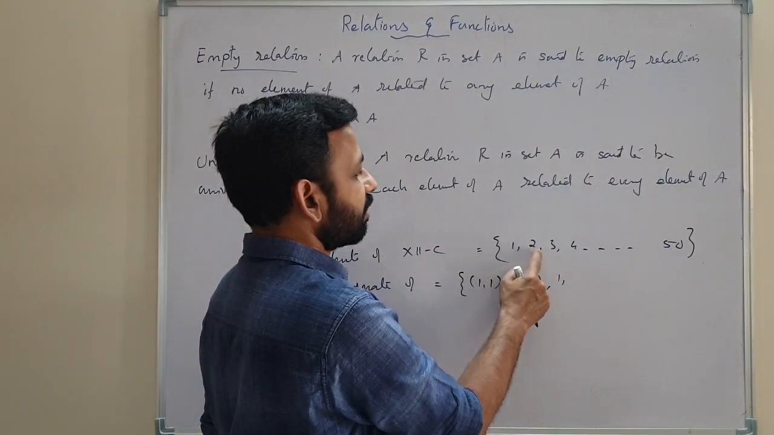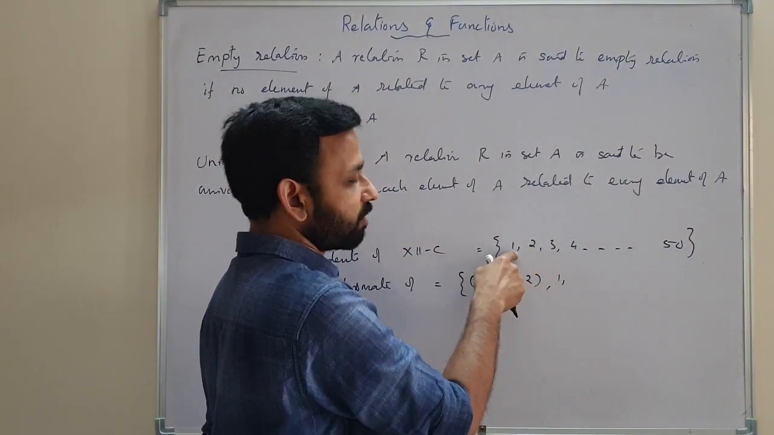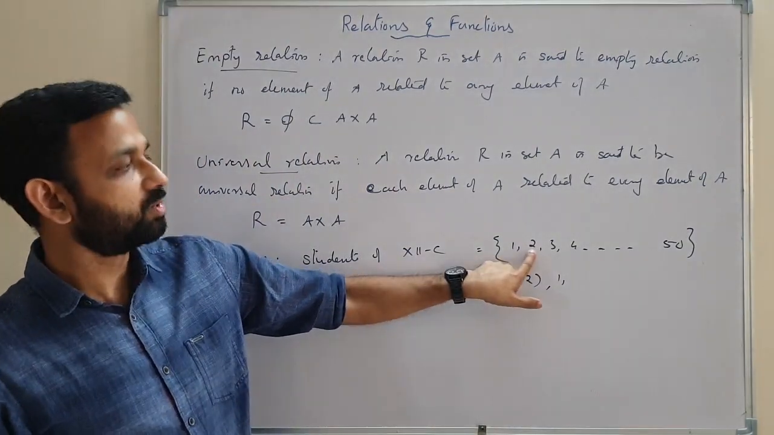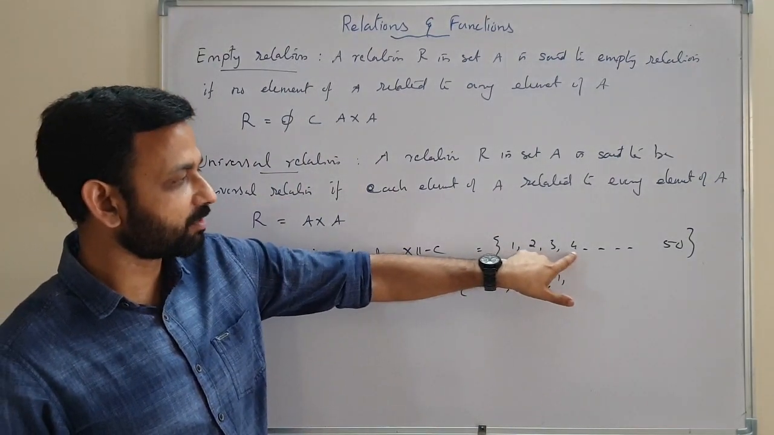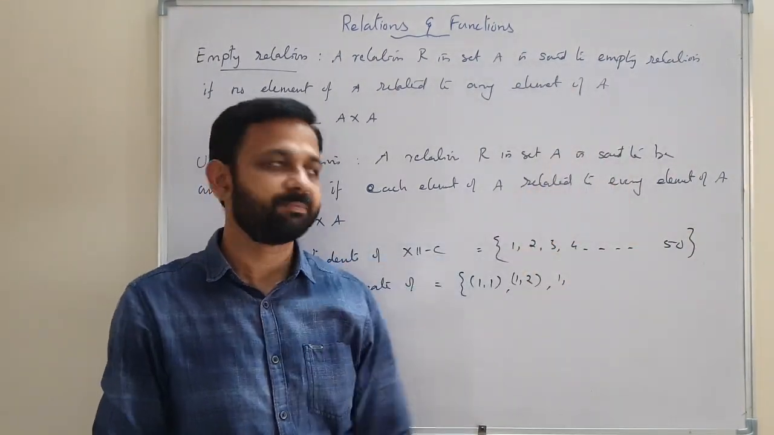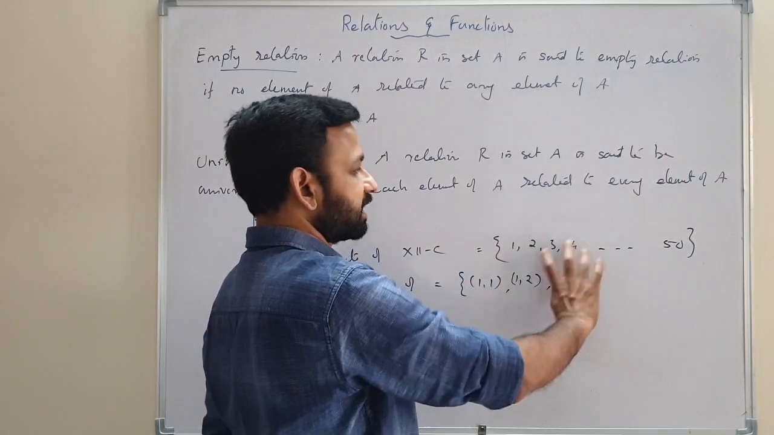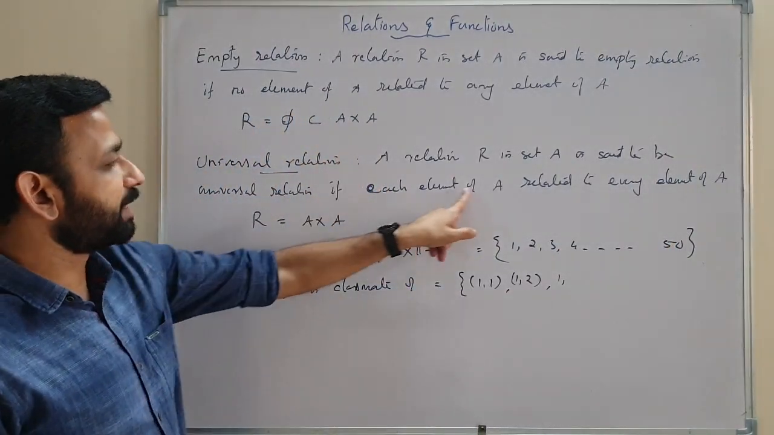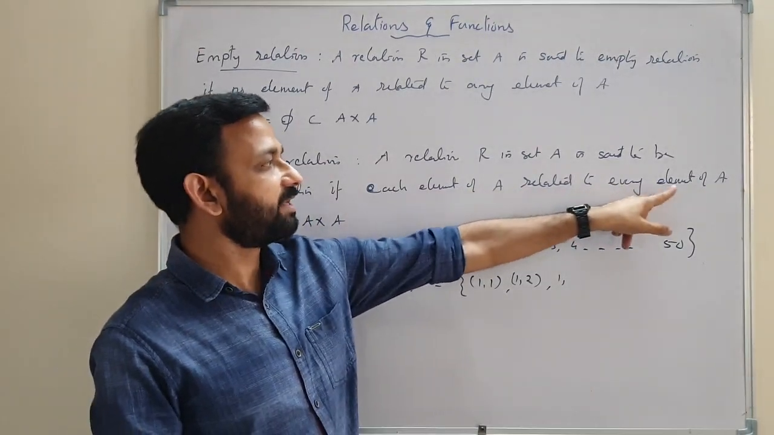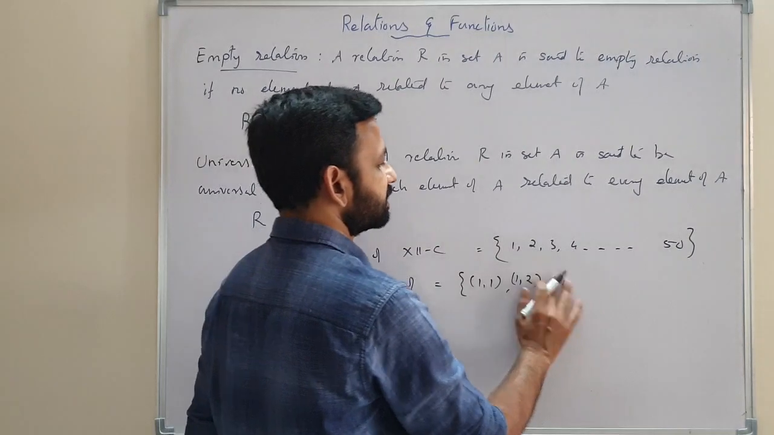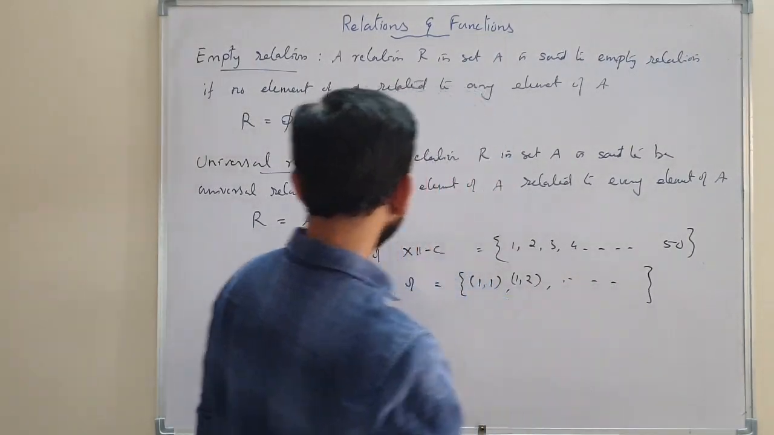And similarly, roll number 2 is classmate of roll number 1. Roll number 2 is classmate of roll number 2. Roll number 2 is classmate of roll number 3, etc. Roll number 2 is classmate of roll number 50. Similarly, roll number 50 is classmate of roll number 1, etc. So here each element of A is related to every element of A. So this is an example for universal relation.